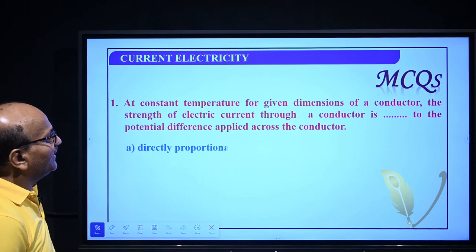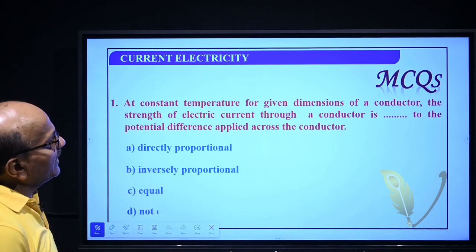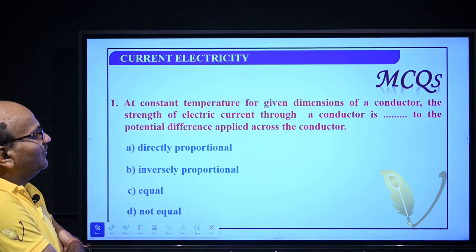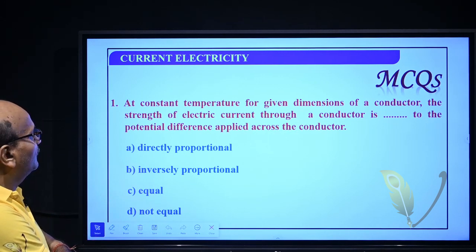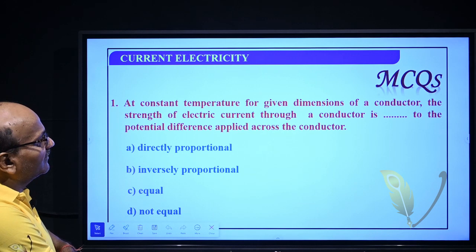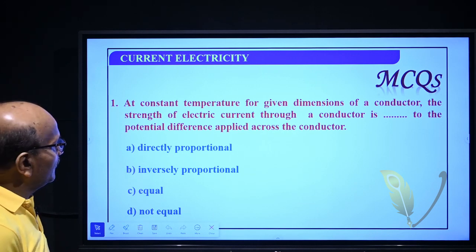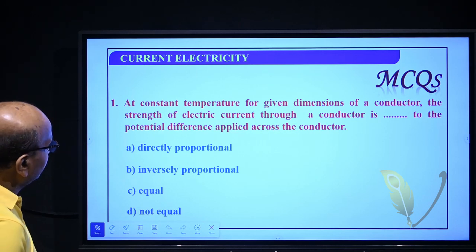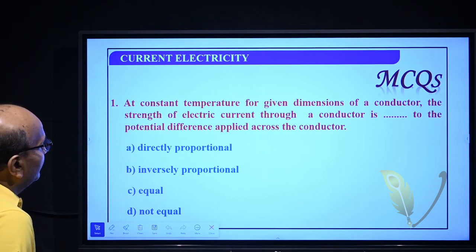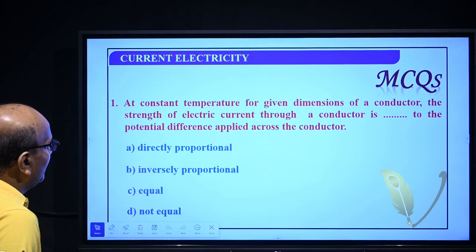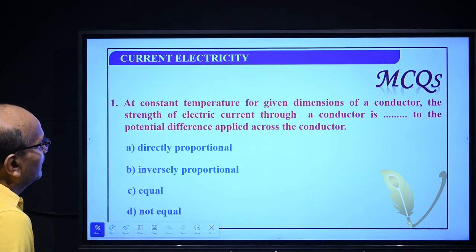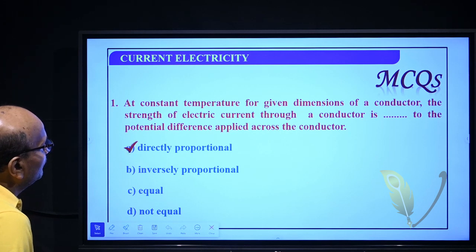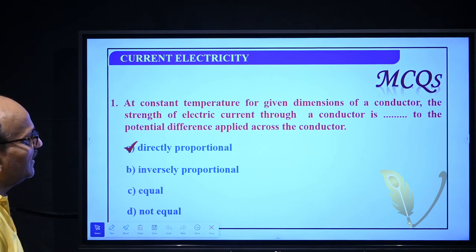At a constant temperature, for given dimensions of a conductor, the strength of electric current through a conductor is dash to the potential difference applied across the conductor. So, the options are directly proportional, inversely proportional, equal, not equal. The strength of electric current through a conductor is directly proportional to the potential difference applied across the ends of the conductor.